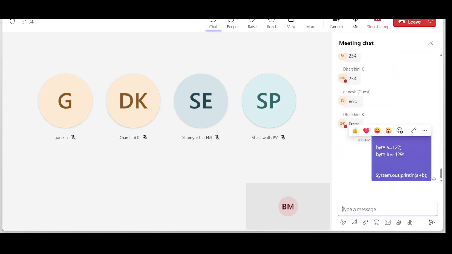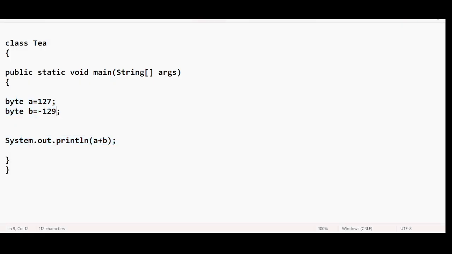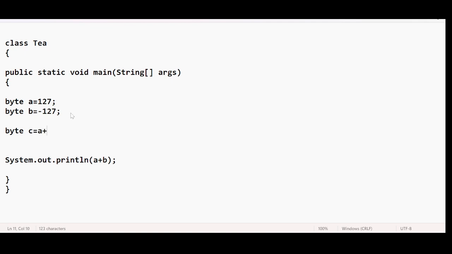Yes, error. Exactly. Why error? Because out of the range. Out of the range. So what if I do this? So now you tell me. Right? C equal to A plus B.